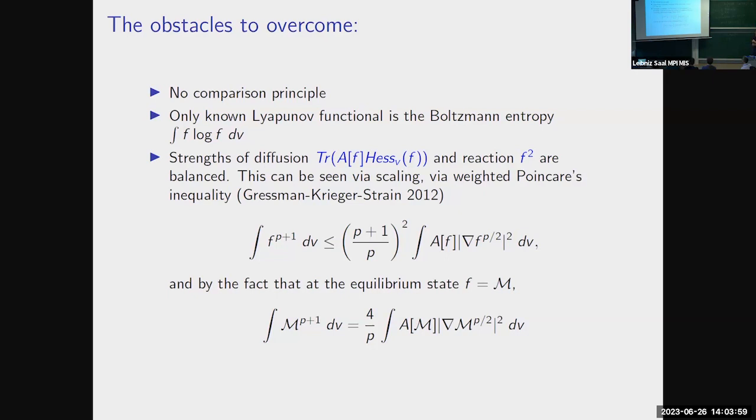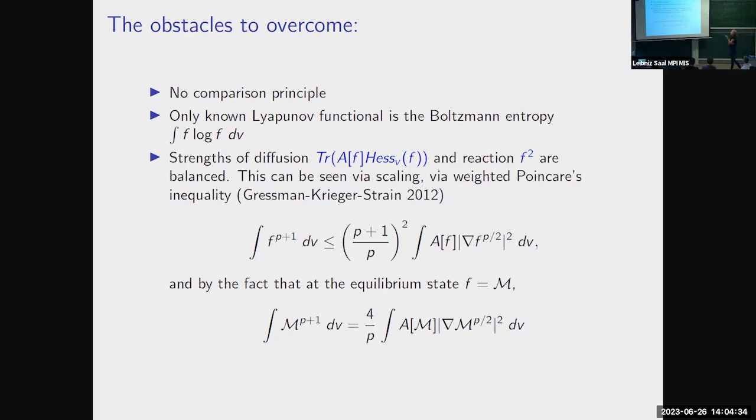And the third one, which maybe is the hardest, is the fact that the diffusion and the reaction are balanced. As I wrote here, this can be seen in different ways. By scaling: if we do the scaling, f squared scales exactly like a times Laplacian f. So the diffusion doesn't scale like the Laplacian; the diffusion scales of order 1, because a scales like 1 over Laplacian. So they are exactly balanced.